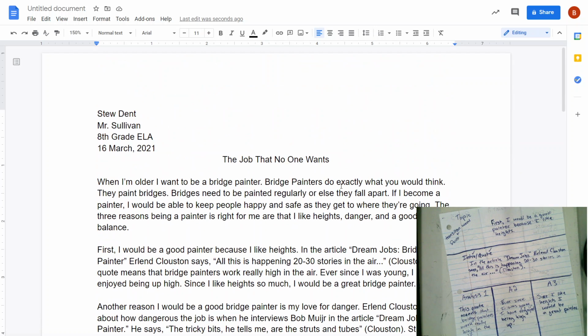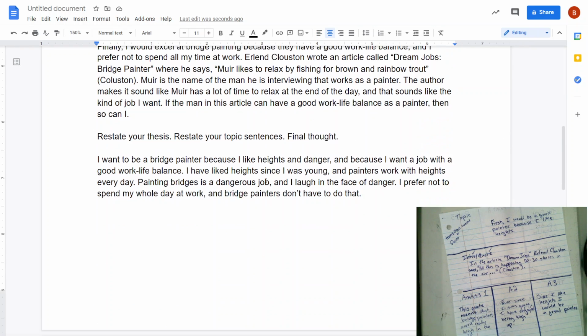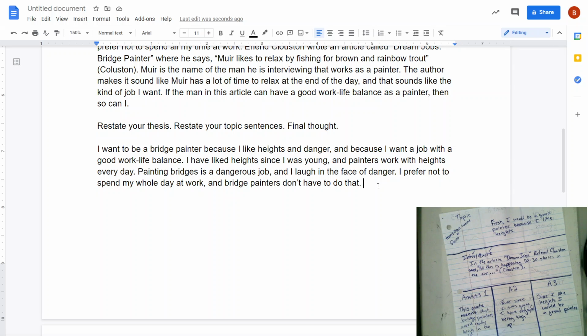But you know what I think I'm going to do is I'm going to go back to this idea of the job that nobody wants, and I'm going to take my final thought out of that. I'm going to say painting bridges isn't the best job, but it's the right one for me. Okay, and there I have my final thought. Done. I'm going to delete this because I only wrote it here to show you guys what I was thinking.